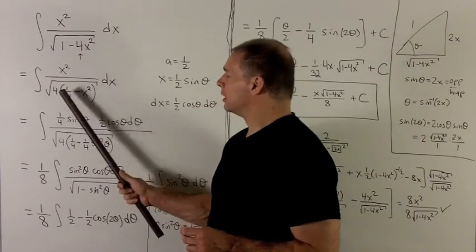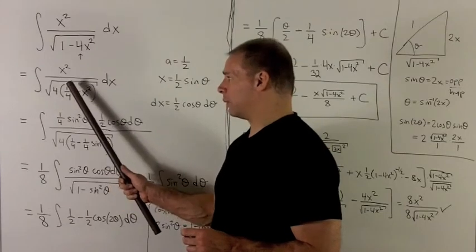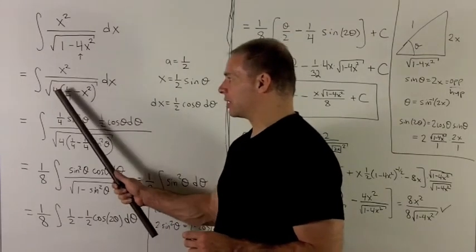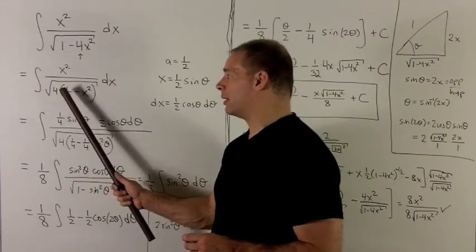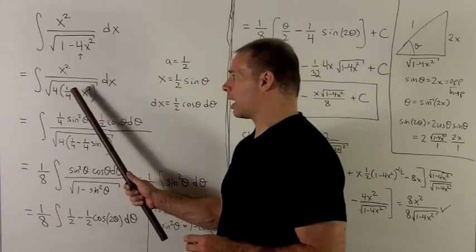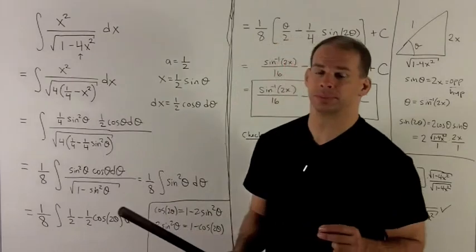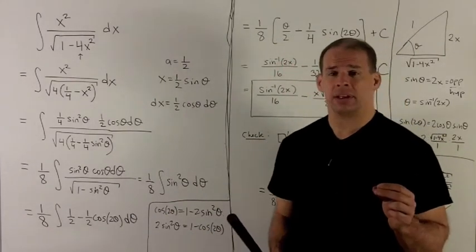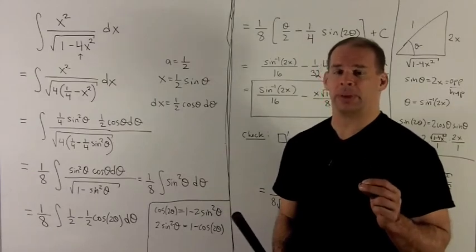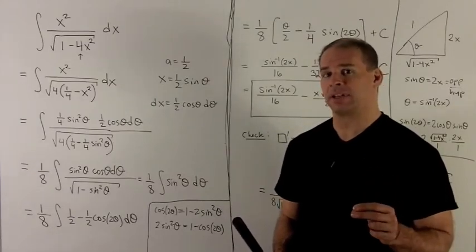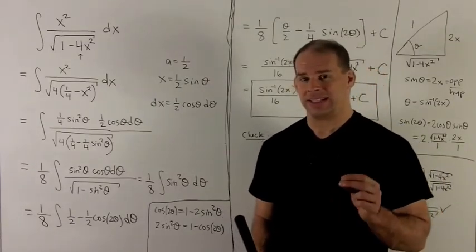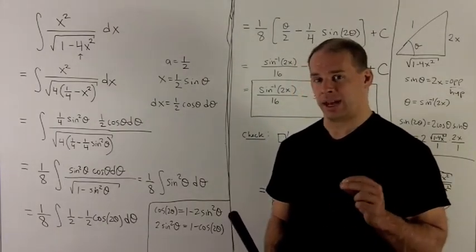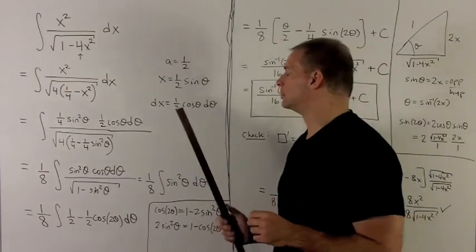whole term, pull a 4 out in front, I'm looking at 1/4 minus x squared, and now I can deal with this. You can put the 4 on the outside if you want. Point is that this is my a squared minus x squared. In this case, a is going to be a half, and our substitution is going to be x equals 1/2 sine of theta. Then dx is equal to 1/2 cosine theta d theta, and then I can start substituting.